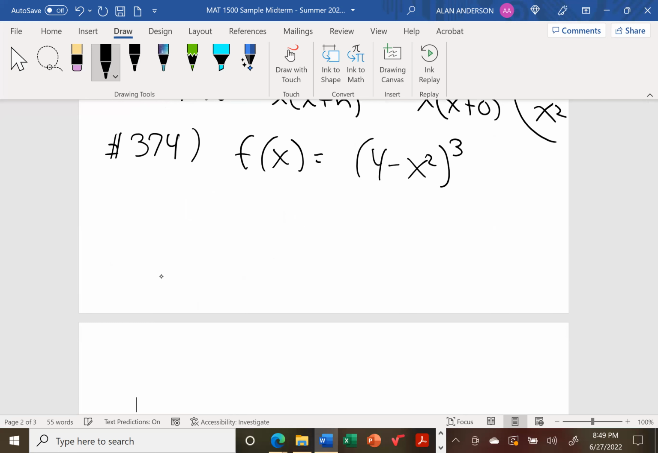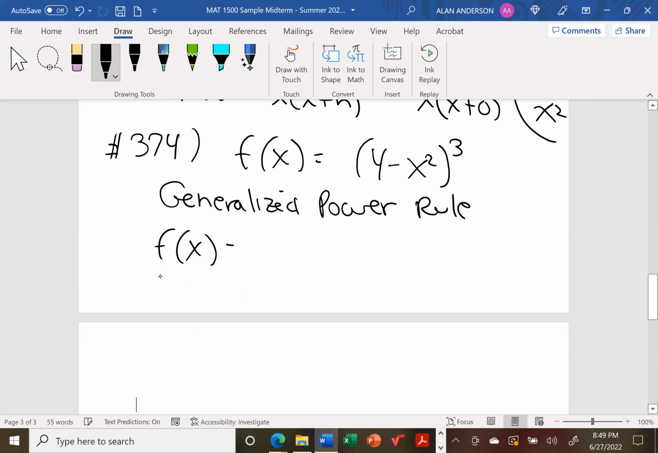So this one requires us to use the so-called generalized power rule. Which, as you recall, is this. If f of x equals g of x raised to the nth power, then f prime of x, actually, I'm going to run out of room there. Hold on, let me move it.